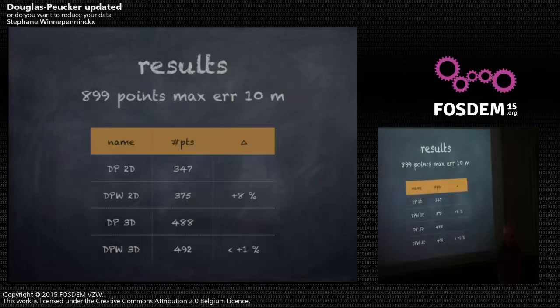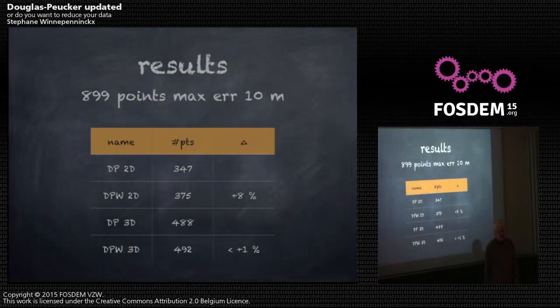So to put all the results on the line, I had 899 points. I should have said 900, it's not for 1 point. Oh, just lie, but I cannot lie. With a maximum error of 10 meters, you can see here the differences. I have 8% more points on the two-dimensional, and less than 1% more points on the three-dimensional one.